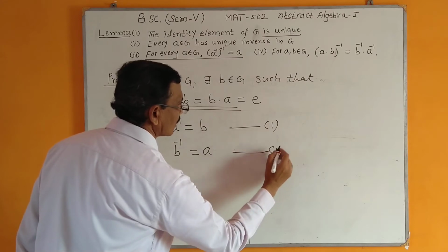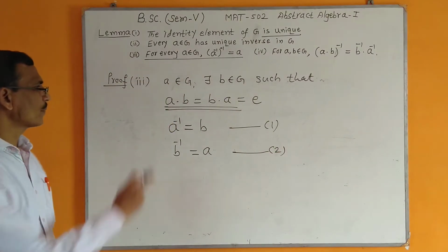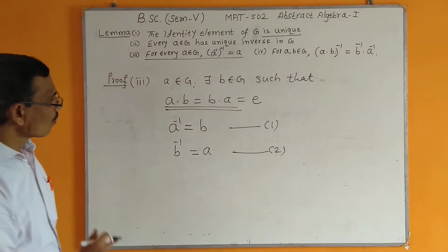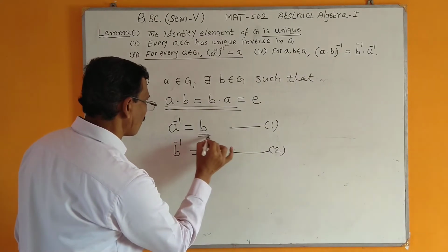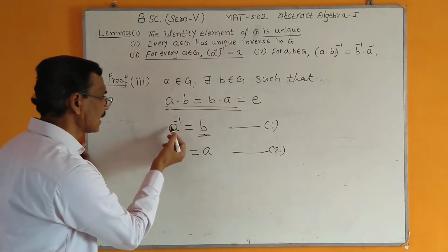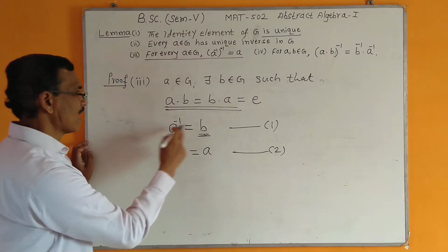That means A and B are inverses of each other. Inverse of A is B, inverse of B is A. Now put the value of B from equation 1 in equation 2. Value of B is A inverse. We have to replace this B by A inverse.